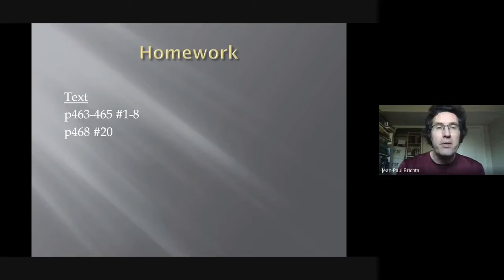Okay, if you have your textbook available, or if not, it's on the Google Classroom, then try a couple problems just to make sure that you have this concept down.